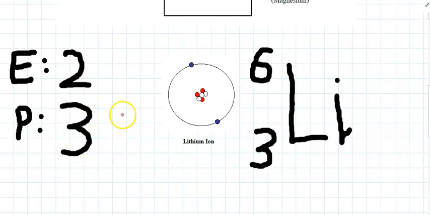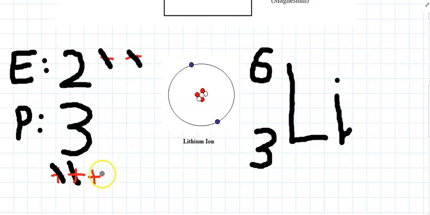So we have 3 positive charges. And we have 2 electrons, which are 2 negative charges. And remember that a positive and a negative cancels each other out in maths and also when we're talking about charges. So 1 positive cancels 1 negative, the other positive cancels the other negative. So this ion has an overall charge, or a net charge, of 1, or positive 1.